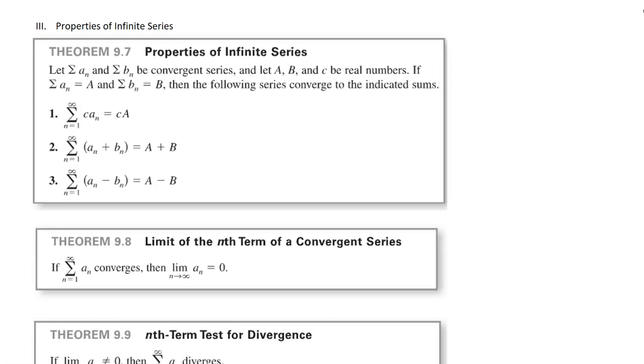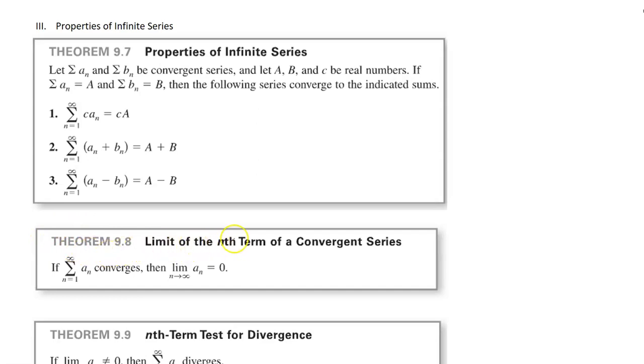Lastly, let's look at some properties of infinite series. If we let the sum of a sub n and the sum of b sub n be convergent series, let a, b, and little c be real numbers. If the sum of a sub n is equal to a and the sum of b sub n is equal to b, then the following series converge to the indicated sums. You can multiply through by a constant multiple. This is just the same thing as distributing c over every term. You can add the two convergent series together and get the sum of their values, or you could subtract them as well.